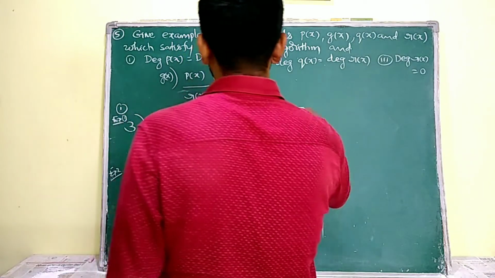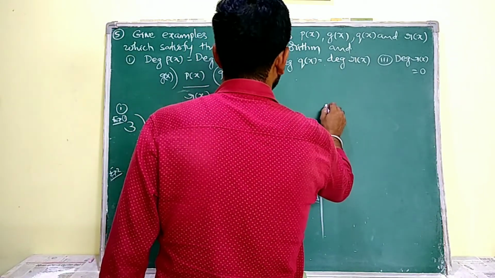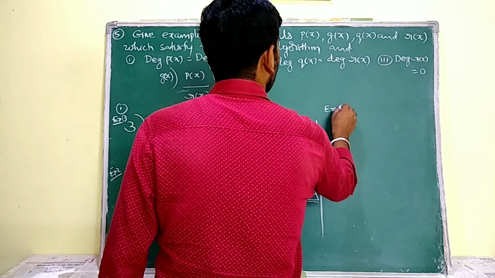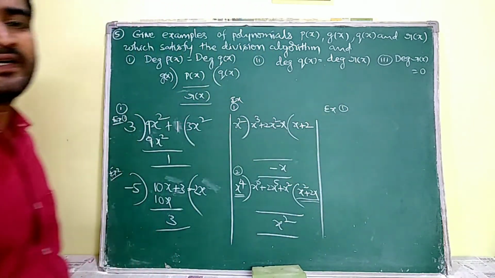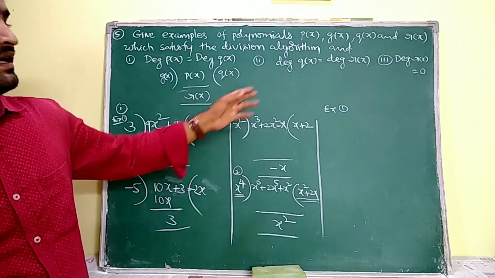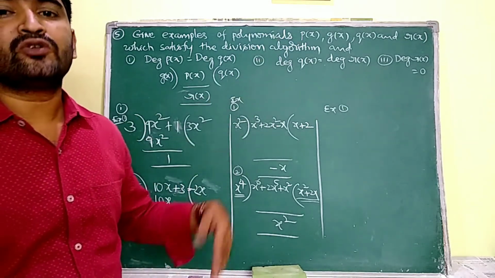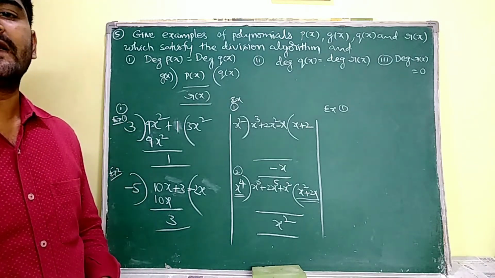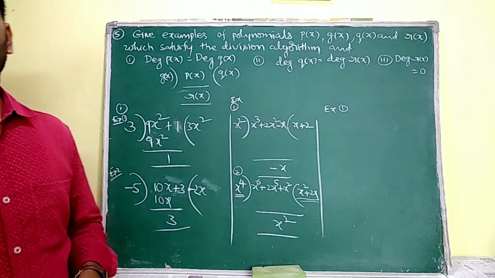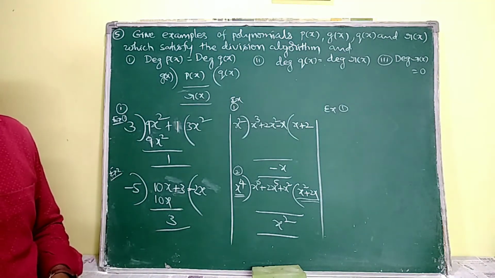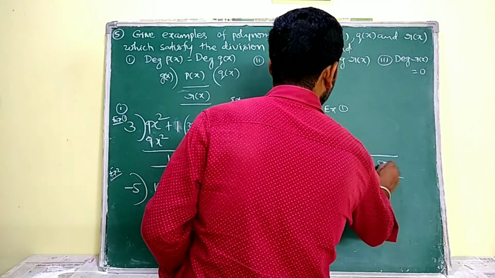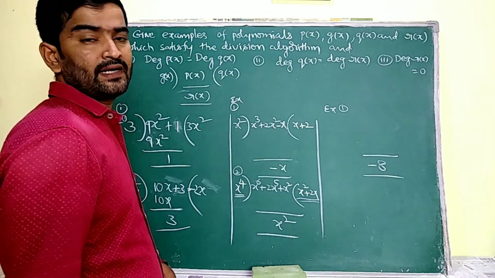Now coming to the third question. Here, example 1, I am going to write. See, the degree of the remainder is 0. Listen, whenever you are asked to write any polynomial with degree 0, you have to recall the polynomial concepts. Whose degree is 0? A constant's degree is 0. That means firstly you have to write some constant as the remainder.